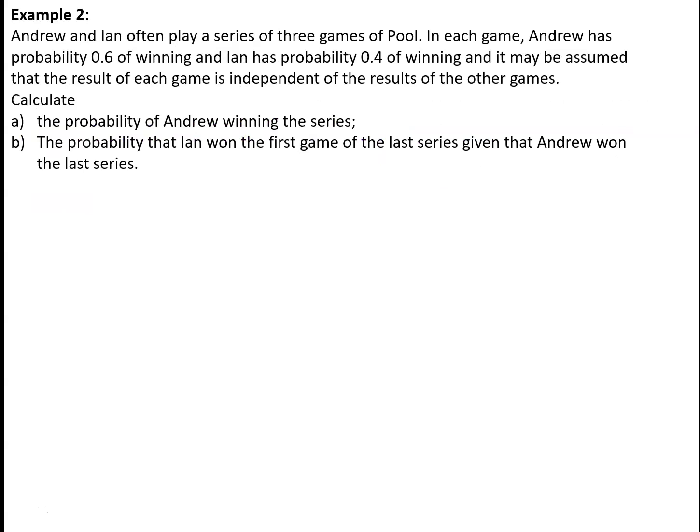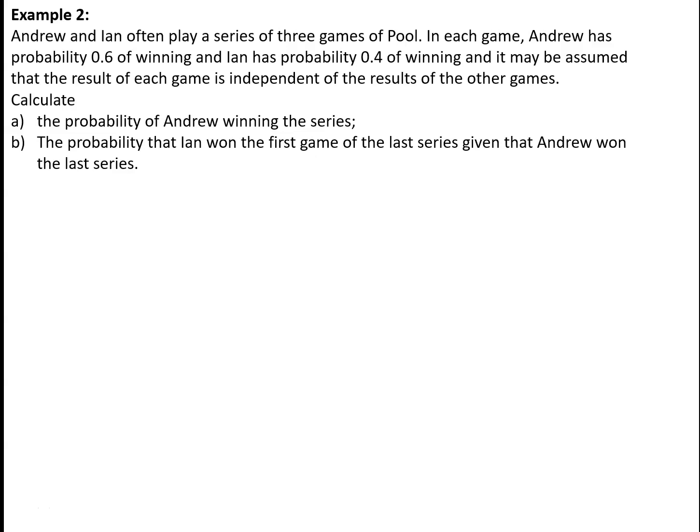Moving on to our second example then, we have Andrew and Ian play a series of 3 games of pool. In each game, Andrew has probability 0.6 of winning and Ian has probability 0.4 of winning the game. And it may be assumed that the result of each game is independent of the results of the other games. We've got to calculate the probability of Andrew winning the series of games, and secondly, the probability that Ian won the first game of the last series, given that Andrew won the last series.